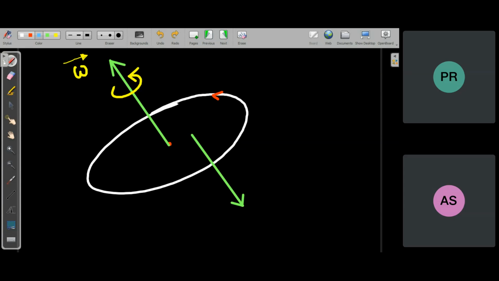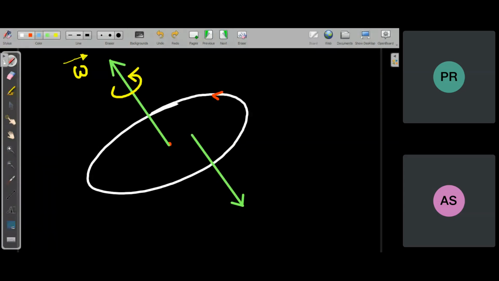Sir, we know that V equals R omega. Here V is the linear speed. So then here omega is the angular velocity, sir? No, omega is simply angular speed here. So we should consider angular speed, not angular velocity. It is angular speed only.